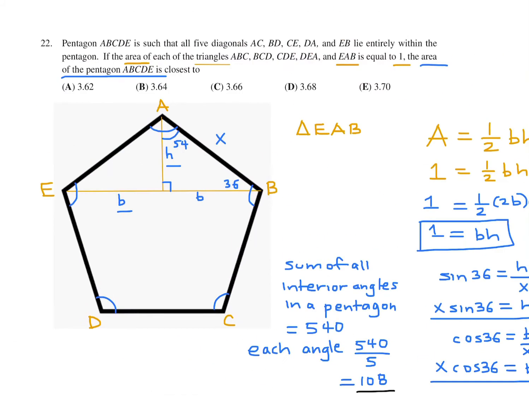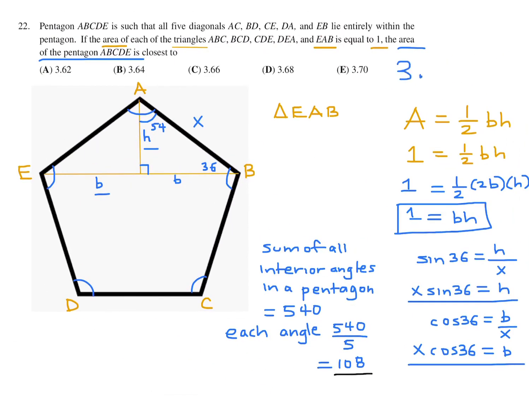And let's see, what is it closest to? 3.617 is closest to choice A, 3.62.